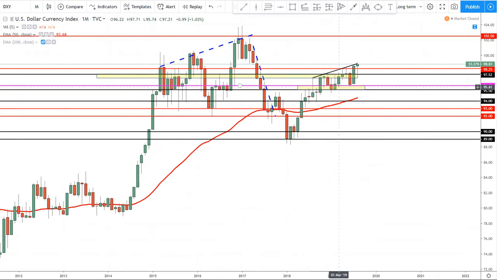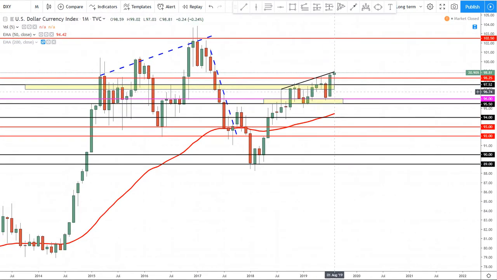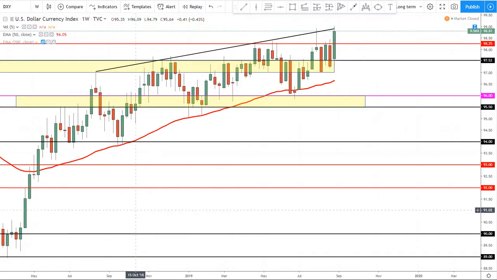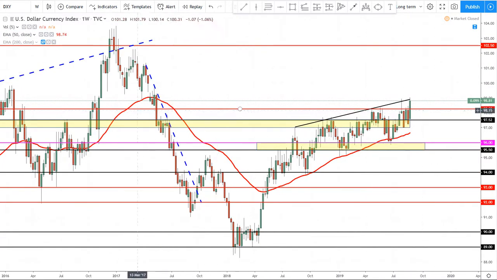So the DXY at the moment is showing you a pin bar on the monthly chart, which is quite interesting. Shows you price went down and came back up again. Now, I was looking to see if it would be bearish or not for the last couple of weeks or so, and when you come down to the weekly chart, you can see this bullish engulfing candle, which is the first time it's closed above 9825 for a significant time.